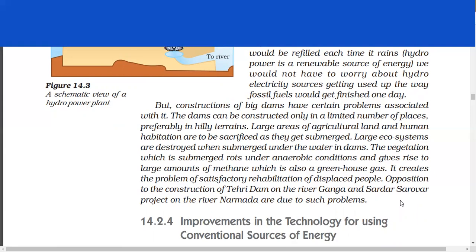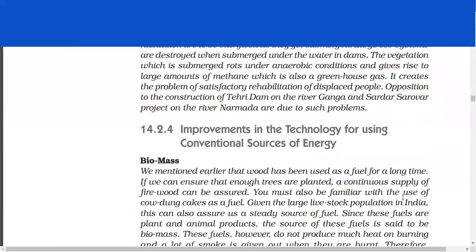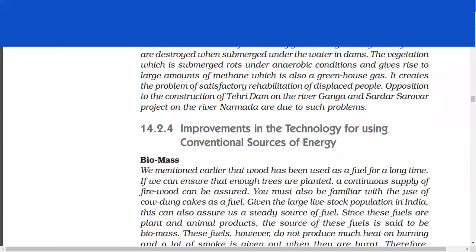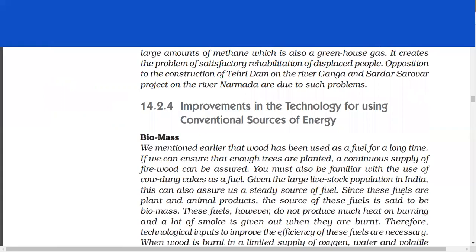Opposition to the construction of Tehri Dam on the river Ganga and Sardar Sarovar project on the river Narmada are due to such problems. Improvements in the technology for using conventional sources of energy. Biomass.